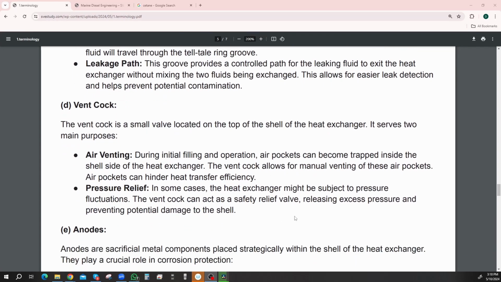Vent cock. The vent cock is a small valve located at the top of the shell of the heat exchanger. It serves two main purposes. Air venting: during initial filling and operation, air pockets can become trapped inside the shell side of the heat exchanger. The vent cock allows for manual venting of these air pockets. Air pockets can hinder heat transfer efficiency. Pressure relief: in some cases, the heat exchanger might be subject to pressure fluctuations. The vent cock can act as a safety release valve, releasing excess pressure and preventing potential damage to the shell.